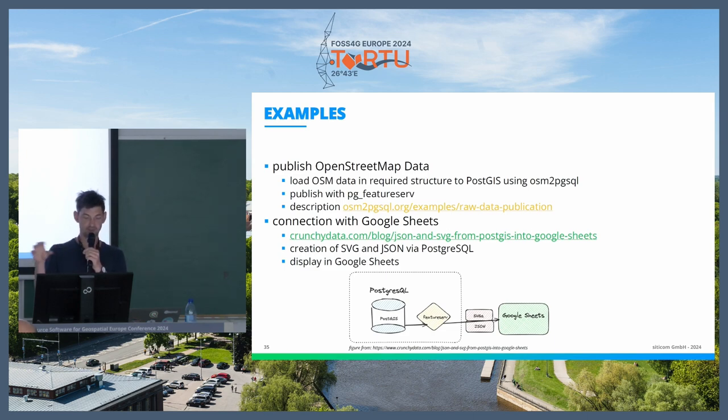And this PostgreSQL function will finally create SVG files or JSON files. So basically, you can create images or SVG graphics on demand directly inside the PostgreSQL database and display them on the web anywhere. So this shows that you can use your creativity to write really sophisticated PostgreSQL functions and expose this functionality as an API via PG FeatureServ.